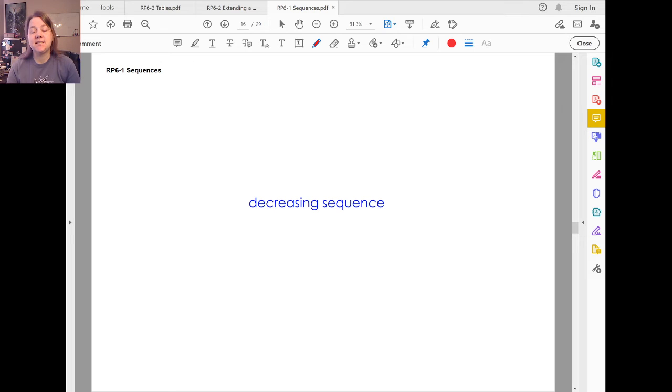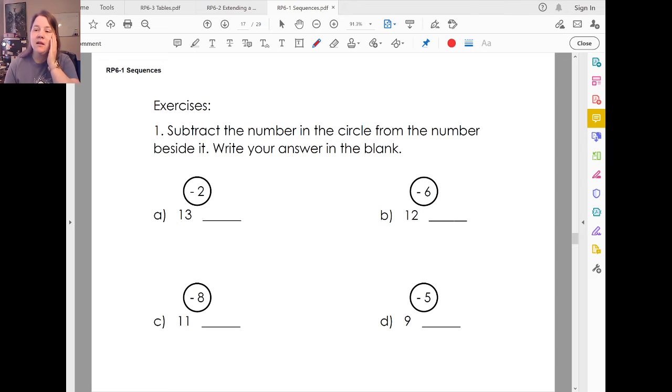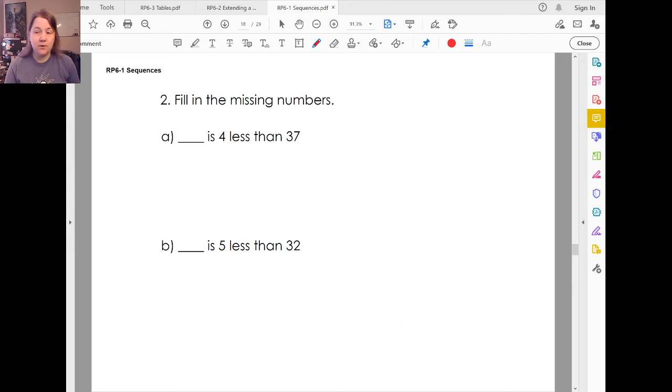Decreasing sequences, the same thing as what we've been doing, but now with subtraction. Go ahead and subtract the number in the circle from the number beside it. 13 minus 2, 11. 12 minus 6, 6. 11 minus 8, 3. 9 minus 5, 4. Go ahead and fill in the missing numbers.